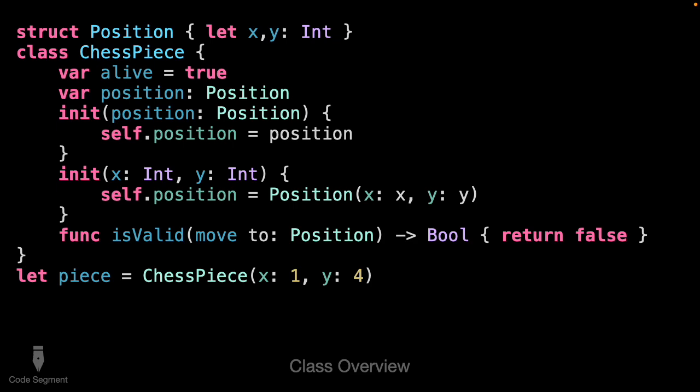You have to define your own initializer for classes. You don't get one synthesized for you like you do with structs, which is unfortunate, but it is what it is. And yeah, that's sort of the main difference between structs and classes. Yeah, reference type.